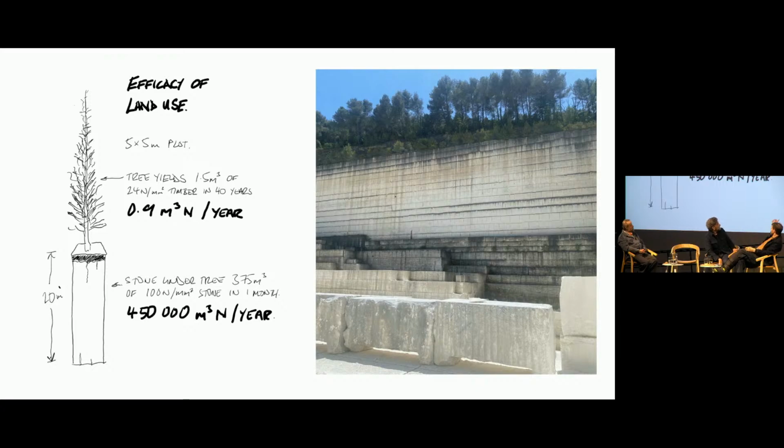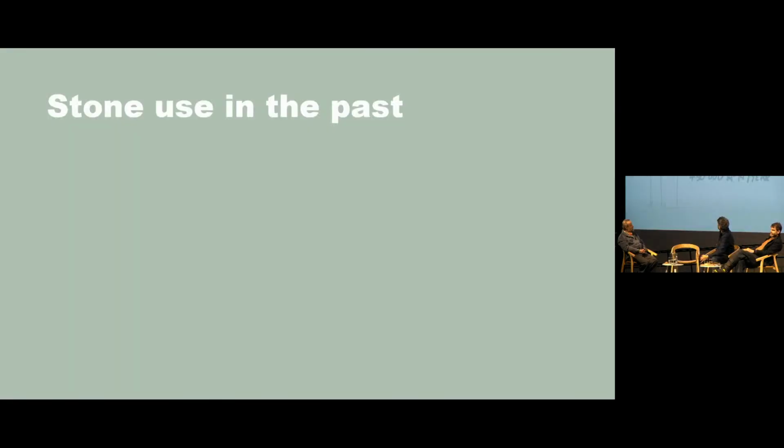Underneath the tree is 500 cubic meters of 100 newtons per millimeter squared material that you can extract in about 3 months. So nearly half a million times better in terms of land use to quarry stone than it is to grow trees.